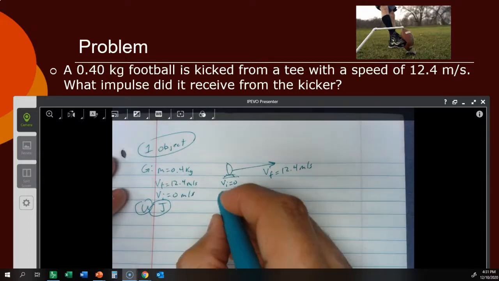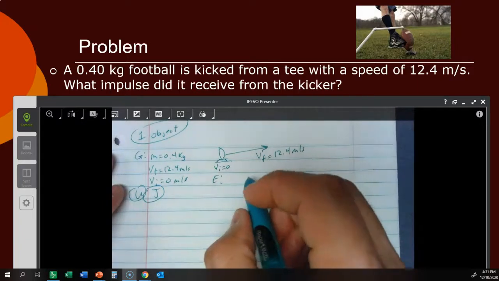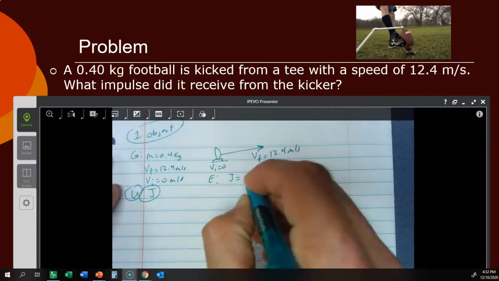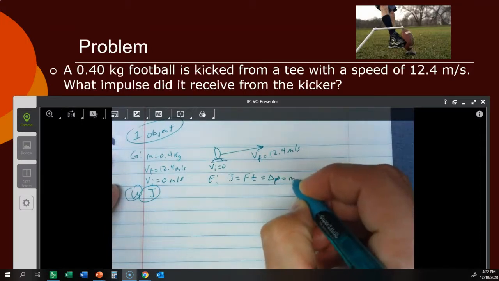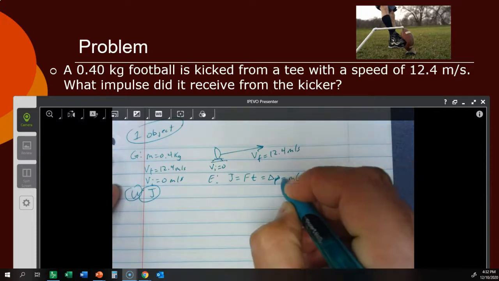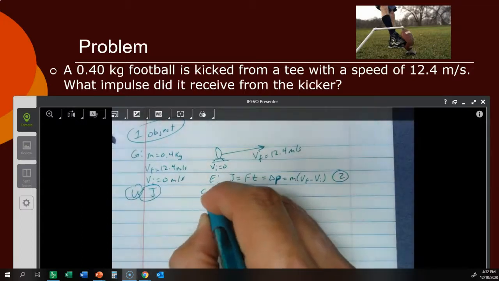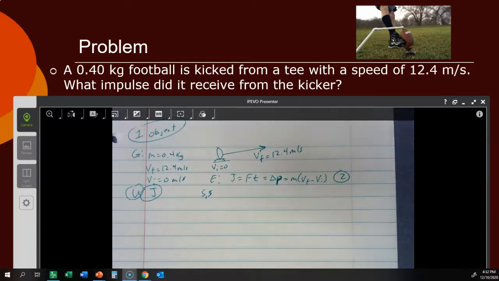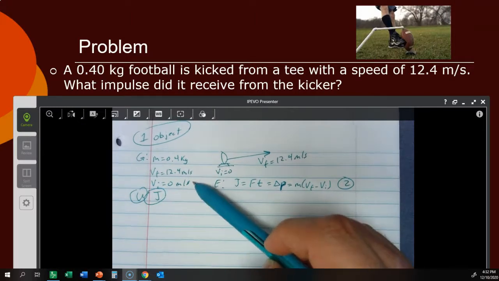Now, as far as the equation goes, here we go. We are going to start with the entire big, long, four-part equation, the impulse momentum theorem, which is J equals Ft equals delta P equals mass times VF minus VI. That might seem like a little overkill to you, but you don't want to miss something that you need. Now, again, we do not need all four parts of this. We only need two. So before we substitute and solve, we got to pick out which two parts we need. And those two parts are based on the first two steps of the problem. What do they want? And what do they give you? Well, they want J.